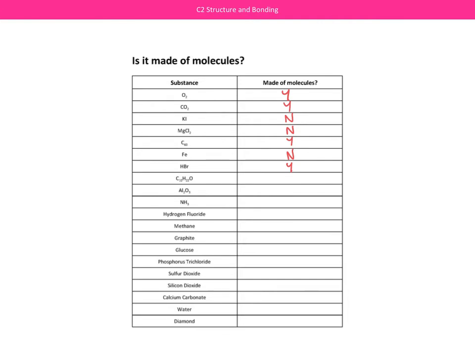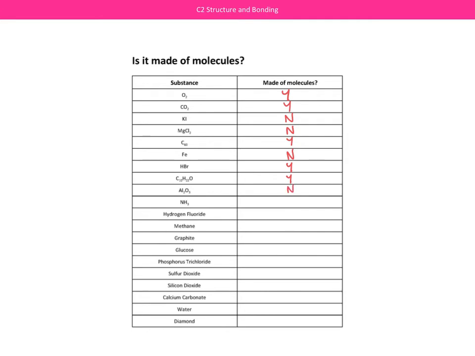C10H22O. So is that made of non-metals only? Well, it's made of the elements carbon, hydrogen and oxygen, and they are all non-metals, so yes. Is it made of more than one non-metal? Yes, because it's carbon, hydrogen and oxygen, and it has subscript numbers, so it's definitely a molecule. Al2O3 or aluminium oxide. Is it made of non-metals only? Well, aluminium is a metal, so the answer straight away to that is no.